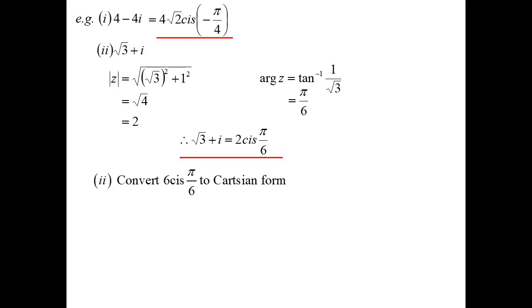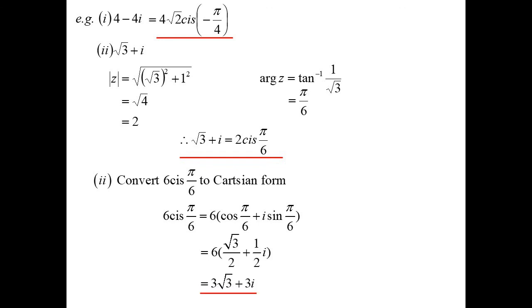So if I wanted to go back the other way, so I had 6 cis pi on 6, well that's when it's useful to rewrite it as cos plus i sine, because now I'm just simply saying, what is the cosine of pi on 6? What is the sine of pi on 6? So I get 6 times root 3 on 2 plus a half i, 3 root 3 plus 3i.